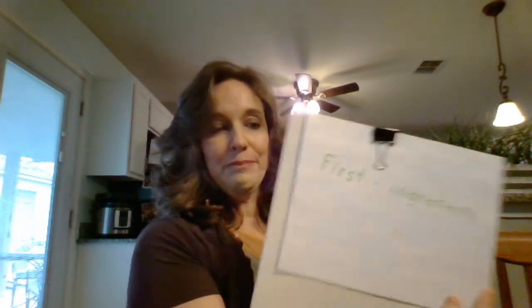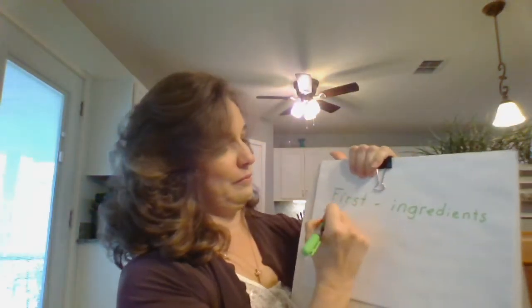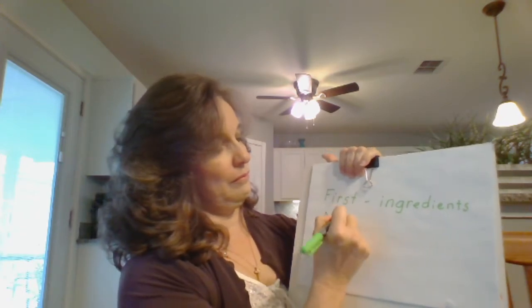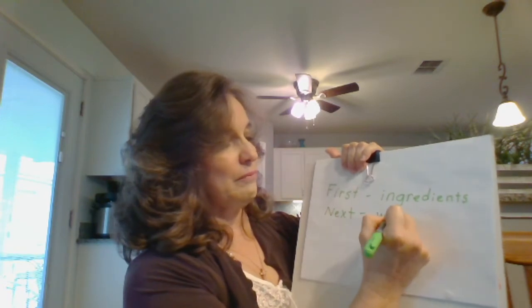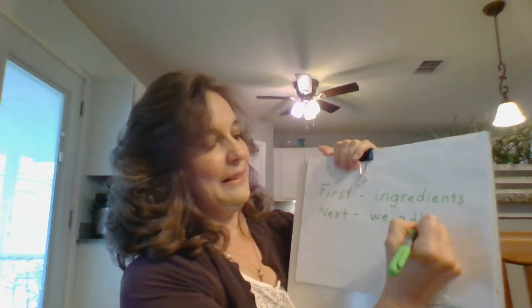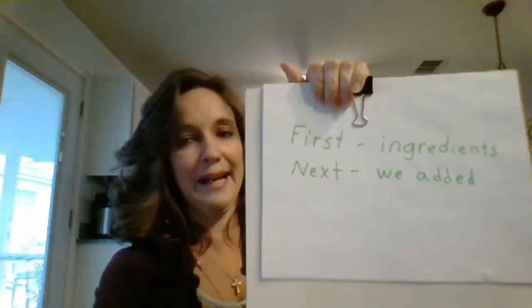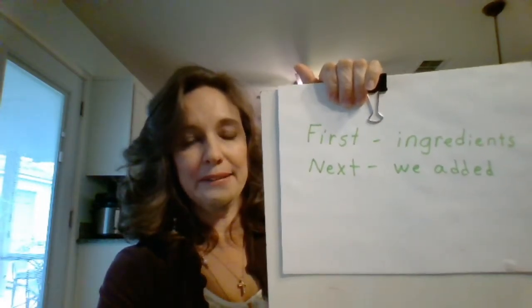So, first of all, we got our ingredients together. What is the second thing that we did? Let's look at our book and get an idea. They've got ingredients, mix, bowl, play with slime. Does that give you any ideas? Next, I think we could say we added. We added, what did we add?